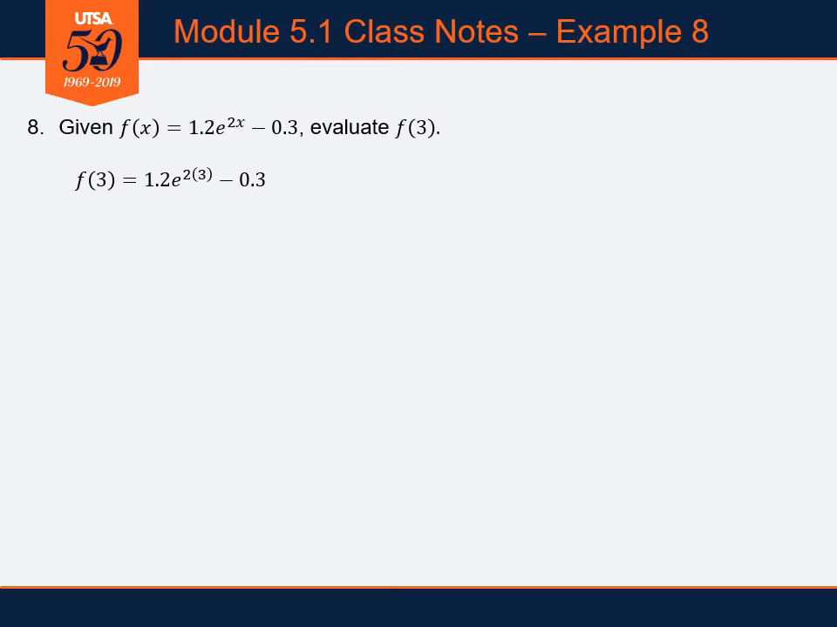Nothing tricky about the next step either. We're working through our order of operations. In the exponent, we've got 2 times 3, which reduces to 6. And then we're again working through our order of operations. We need to work out the exponents. Specifically, e to the 6th power is what needs to come next.